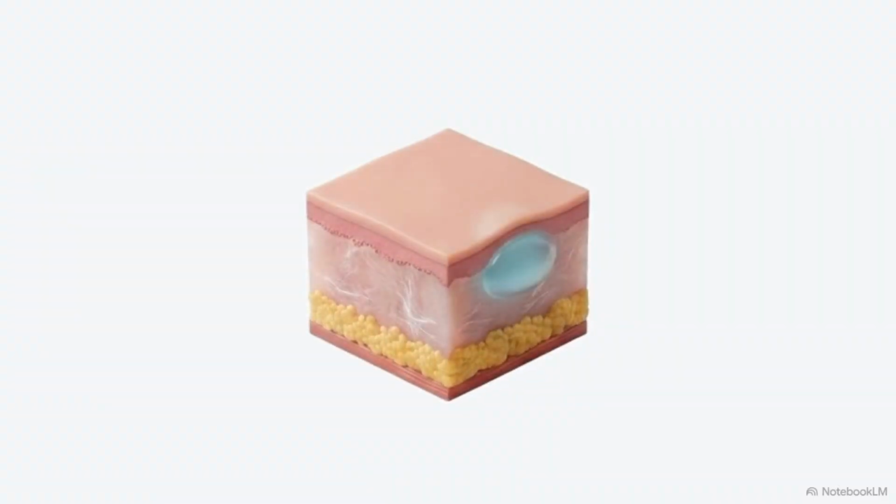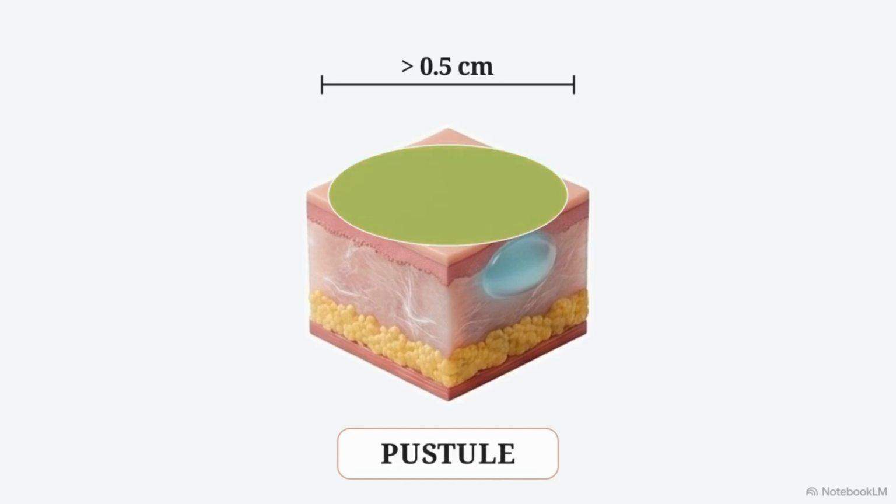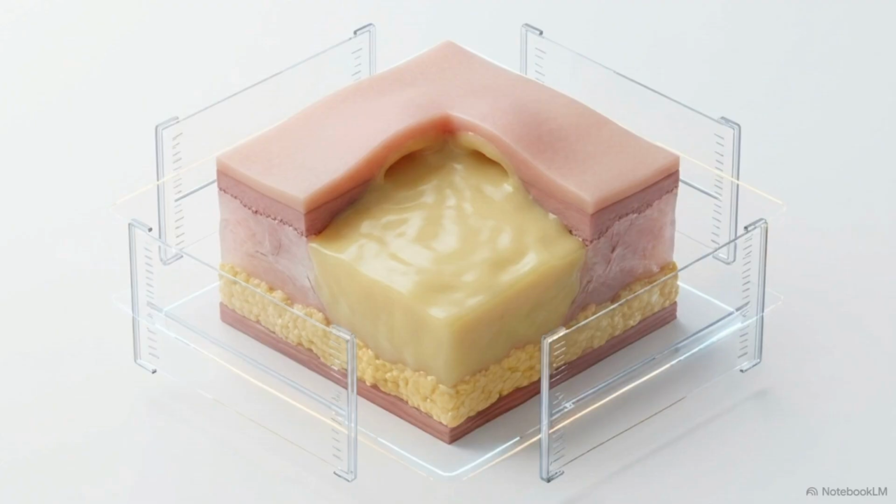Removing solid tissue, we introduce a cavity filled with clear fluid, or serum. A fluid-filled blister strictly under ½ centimeter is a vesicle. Expanding past that threshold, it becomes a bulla. Changing the clear serum to purulent exudate, pus, defines a pustule. A localized collection of pus that exceeds 1 centimeter in diameter and forms a deeper cavity escalates to an abscess.